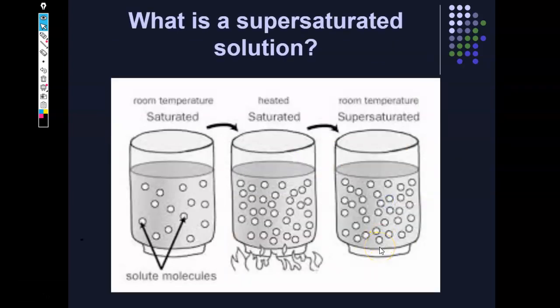Okay, so what is a supersaturated solution? This again is where we have a room temperature solution. These are our molecules of the solute that have all dissolved. And then we heat it up and we add more molecules to the solution, get those all to dissolve, and then we allow the solution to cool back down to room temperature, keeping the extra molecules dissolved. This is a supersaturated solution. By definition, it is a solution that has more solute dissolved in it than a saturated solution at the same temperature.